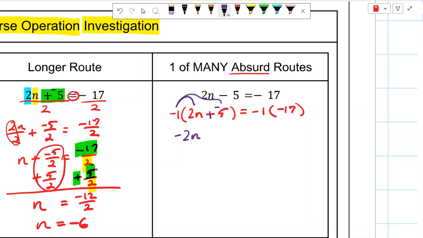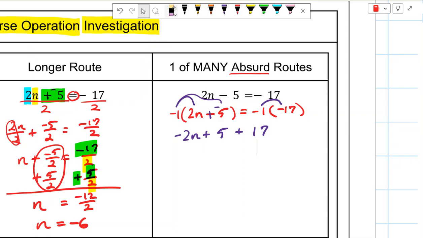And this negative times this negative is now a positive. And it worked. I turned my 5 and my 17 both into positives, but now my 2n is a negative. All right, that's fine. So what am I going to do next? Well, next, I'm going to look at the 17.